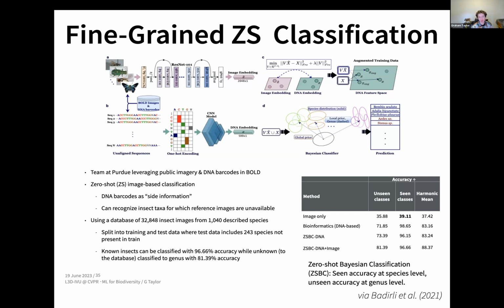And so the main thrust of this paper is showing whether image information can be leveraged to improve the accuracy of a DNA barcode classifier. And you can see that images alone do very poorly even on seen classes.